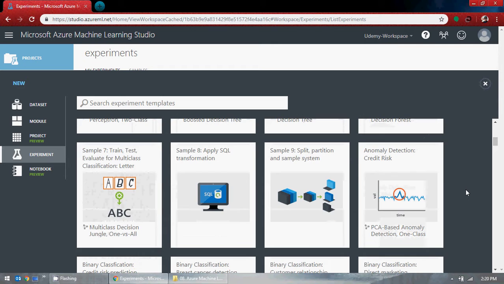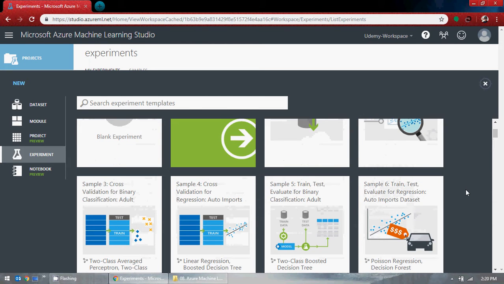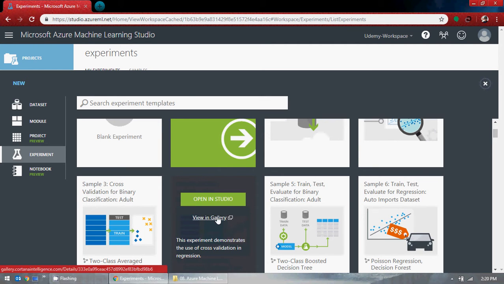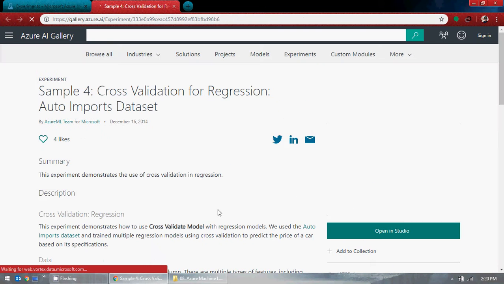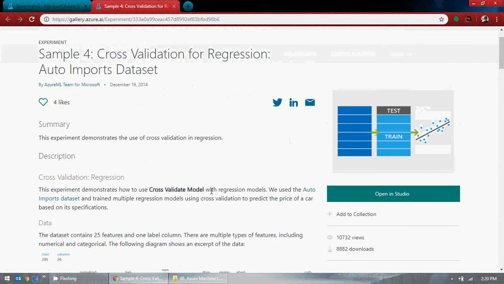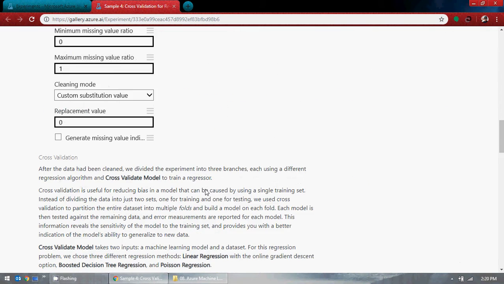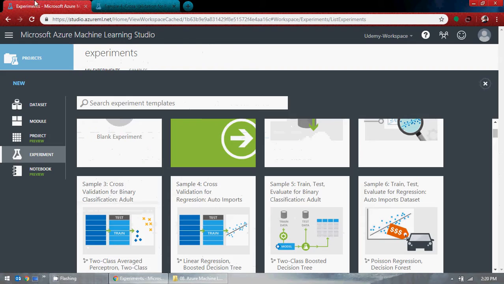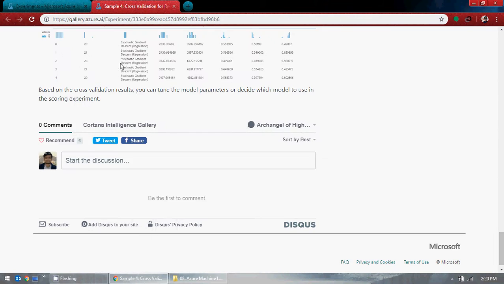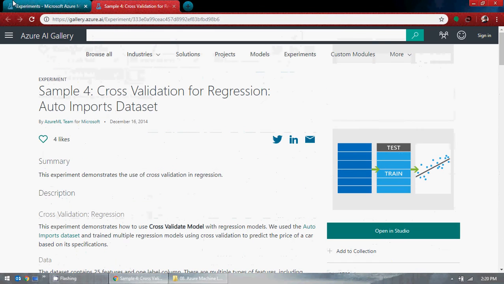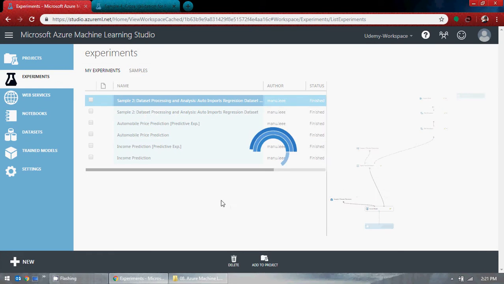Let's see here. Probably I'll go to validation of binary classification, cross validation for. Okay, so we'll use this. Let's view this in the gallery actually. How does this look like? And then we'll go to this one. This has 4 likes. Very interesting. Okay, looks good. So we'll go to this. This has 4 likes, and that doesn't mean it is good, but cross validation for regression. Let's open this in the studio.